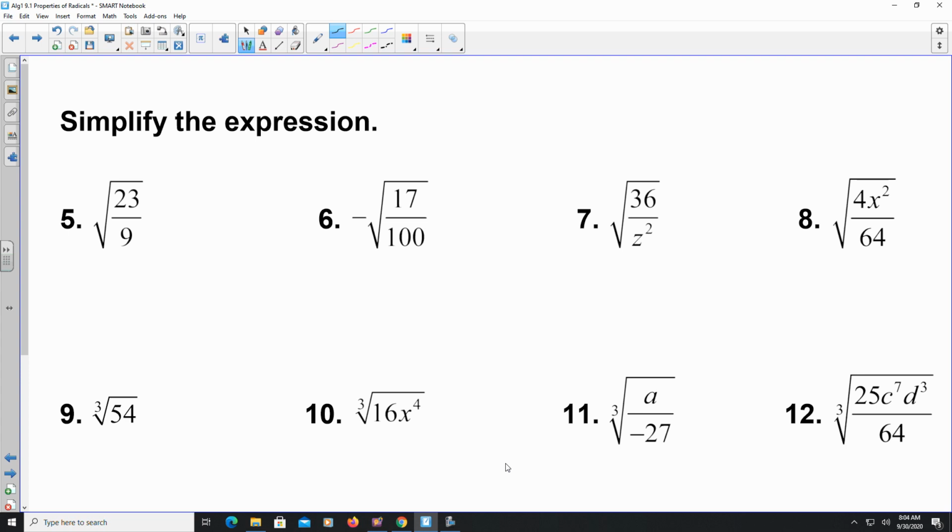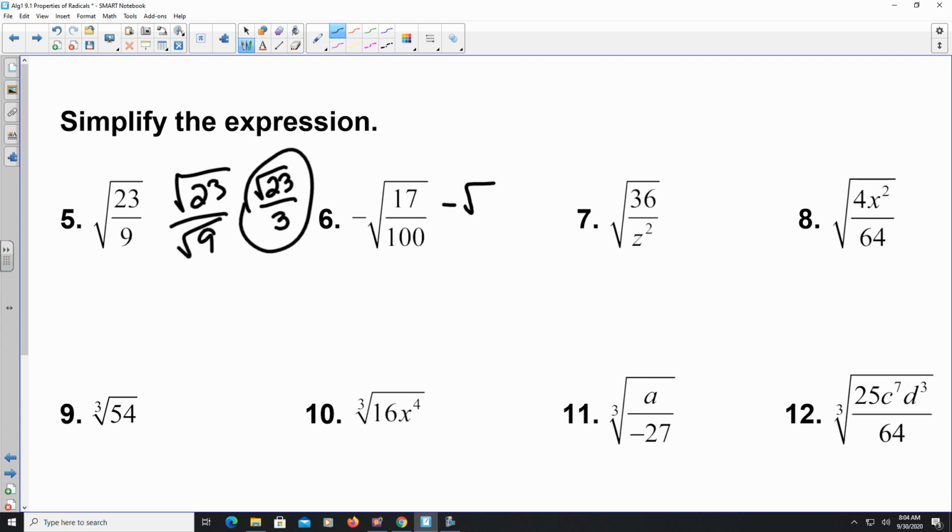So looking at number 5, right off the bat, this is one where you can break it up into two radicals. Square root of 23 divided by the square root of 9. Square root of 9 is 3, so I'm left with square root of 23 divided by 3. I can't do anything else with 23. This is my simplified expression. Same thing goes for 6.